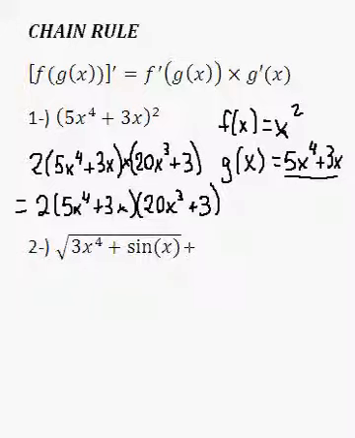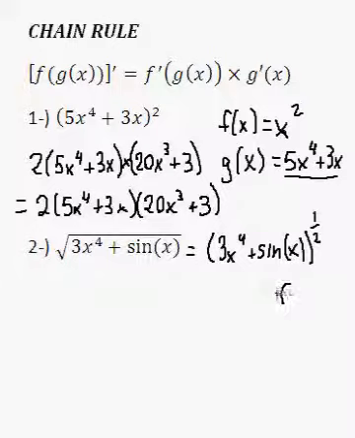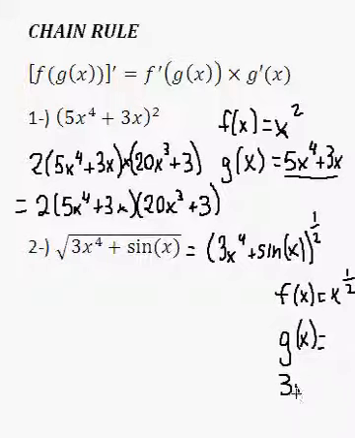Okay, how about number 2? Whenever I see a radical, I like to see it instead as the power of half, just because it makes it simpler for me to see things. So that's the power of half. And the outside function, in this case, f of x, is just going to be x to the half. And g of x, of course, is the inside function, which is 3x to the 4 plus sine x.